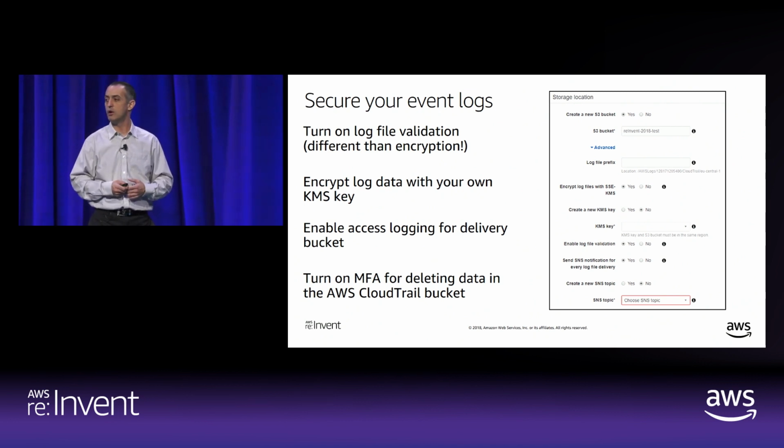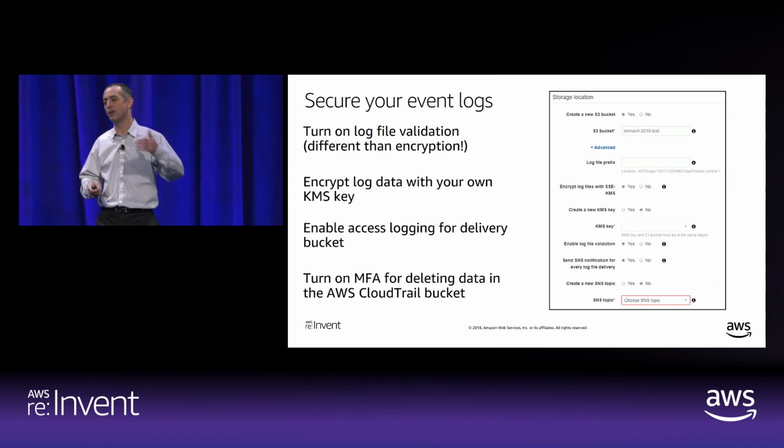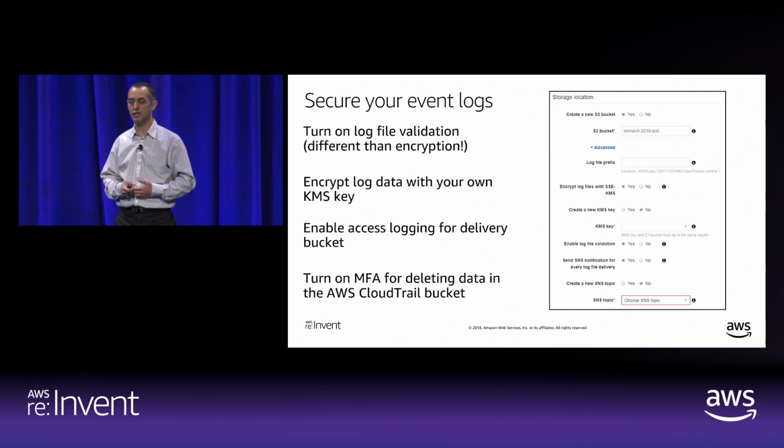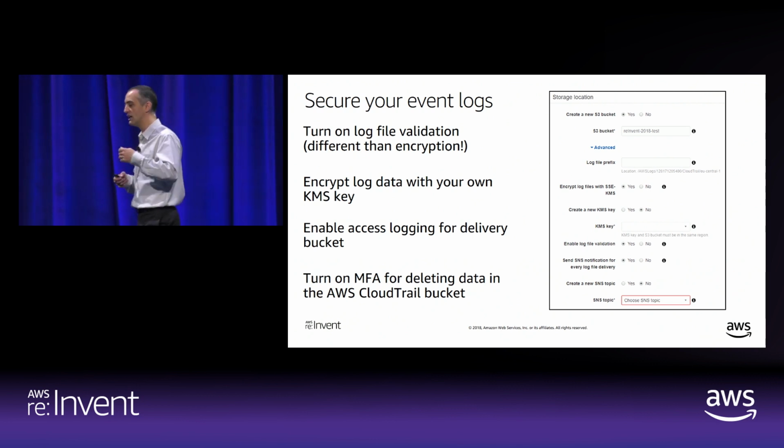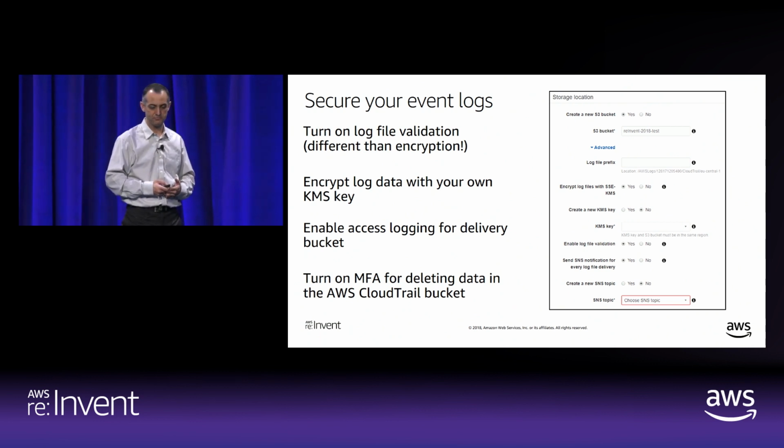Next, we recommend you use your own KMS key. This adds another barrier to malicious users in that in order to access your event logs, they would need to have decrypt permissions on that key. Also, we recommend that you enable access logging for S3 buckets where CloudTrail event logs are delivered. And this makes it hard for anyone to even try to access the event logs without being tracked. This will allow you to see if people even try and they don't have access, they get an access denied. This is an additional level of protection against probing.